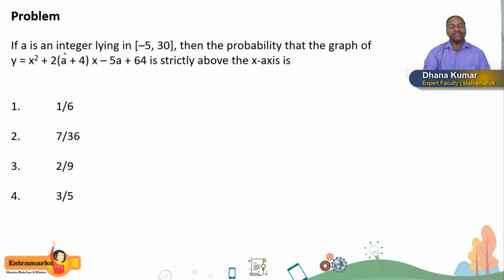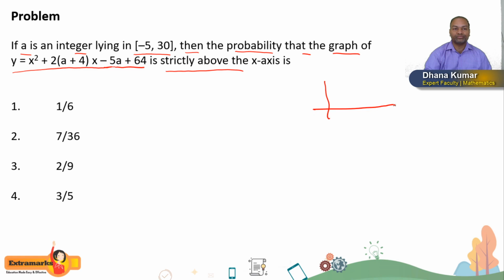Now this question is related to quadratic. If A is an integer lying in closed interval minus 5 comma 30. A is what here? Integer. Remember that point. Then the probability that the graph of this quadratic expression is strictly above x-axis, right? See, generally quadratic expression diagram shape is what? Parabola. Here x square coefficient is positive, which means upward parabola. Let us say rough diagram will be like this, x-axis, y-axis.